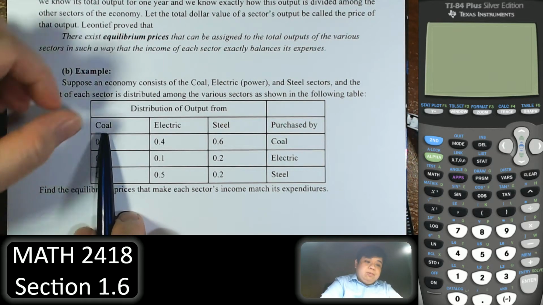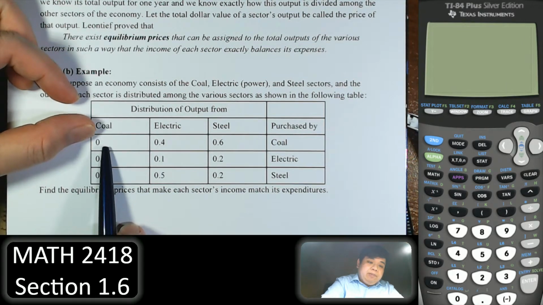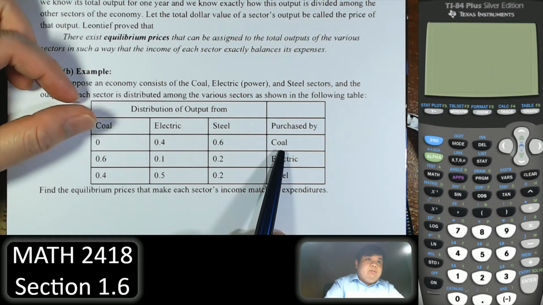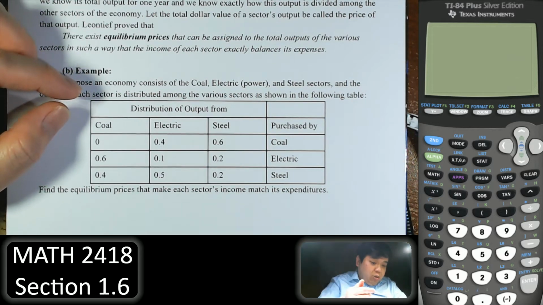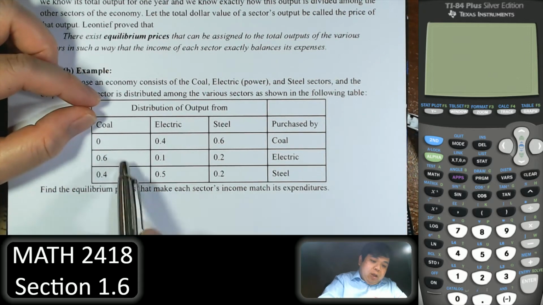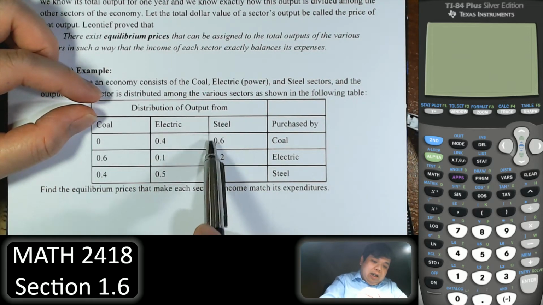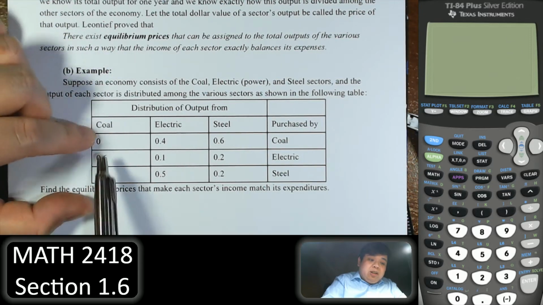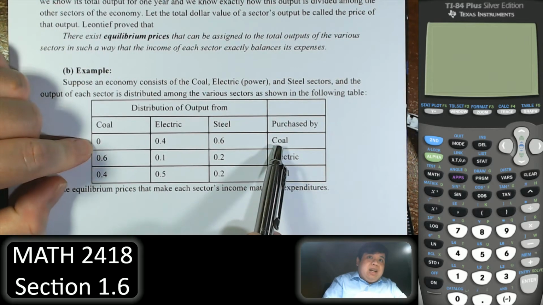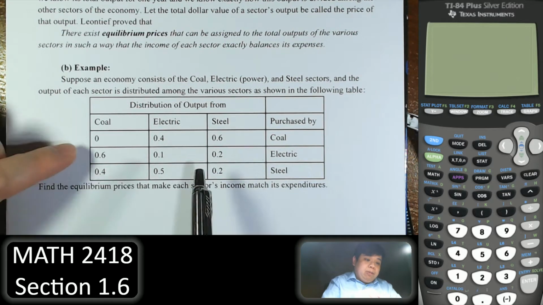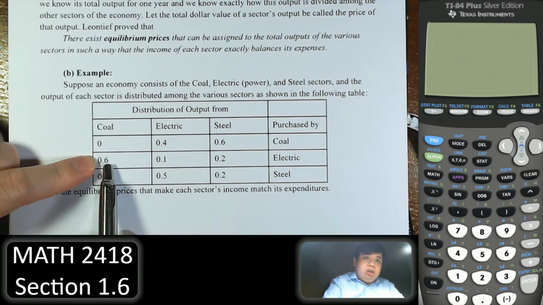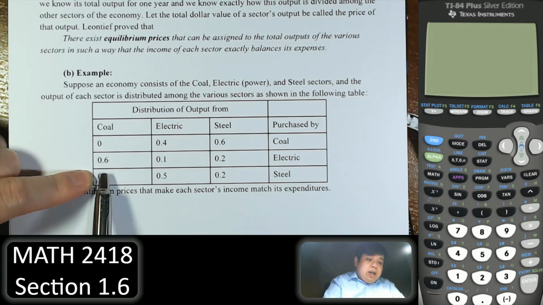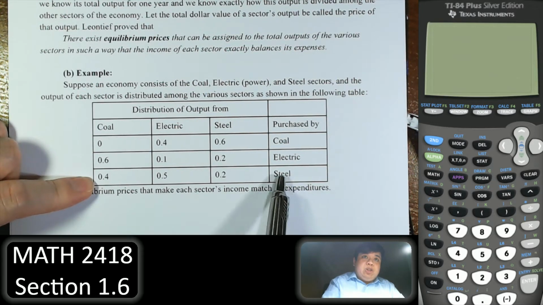The coal sector, of course, gets nothing from coal. You see all of this adds up to 1, right? And notice that the coal sector will supply 0% of their production to coal. The coal supplies 60% of their production to electric. The coal supplies 40% of their products to steel.